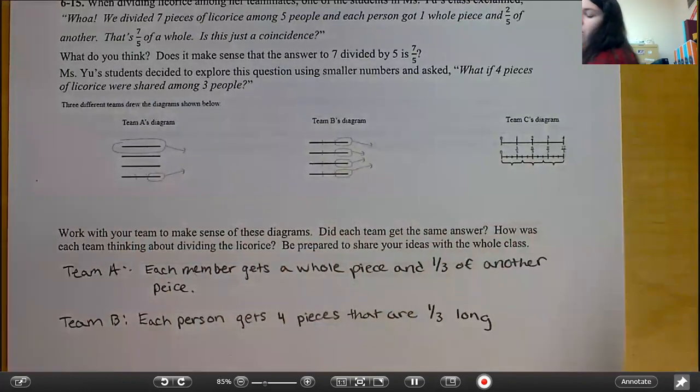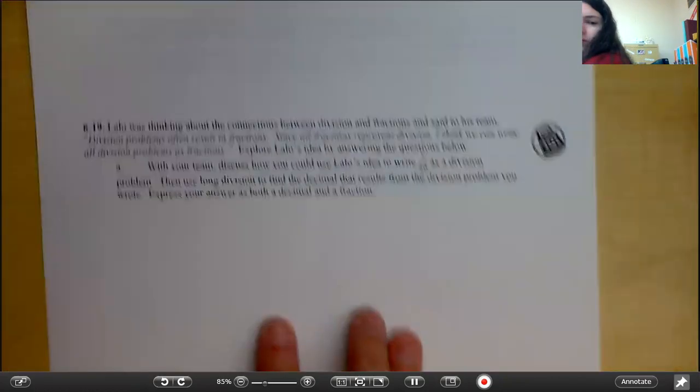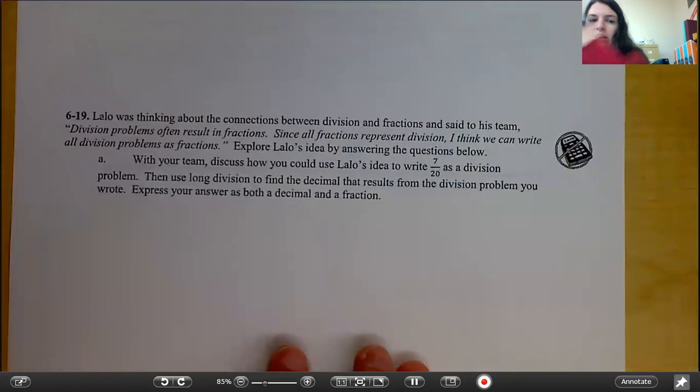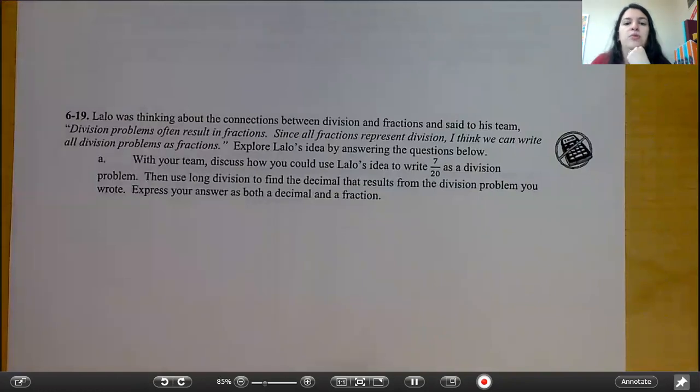Okay, we're going to move on to question 6.19. It says Layla was thinking about the connections between division and fractions and said to her team, "Division problems often result in fractions. Since all fractions represent division, I think we can write all division problems as fractions." Explore Layla's idea by answering the questions below.